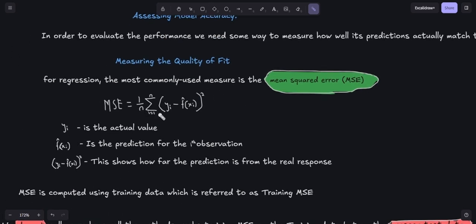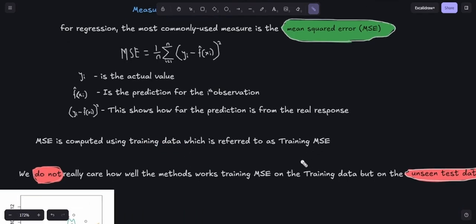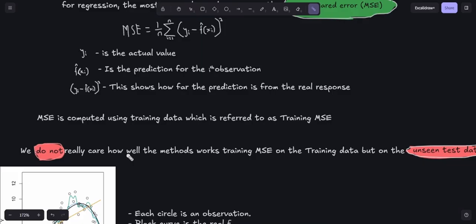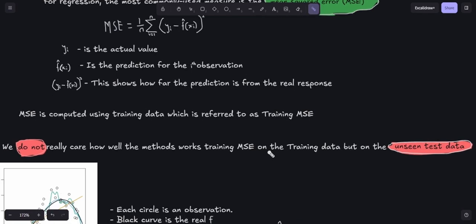So y_i is the actual value, and this one is the predicted value. This one is for training data, and it shows how far the prediction is from the real response. It is computed using training data, which is referred to as training MSE. But in real sense, we do not really care how well the model does on training data, but rather on the unseen test data. That is the test MSE.